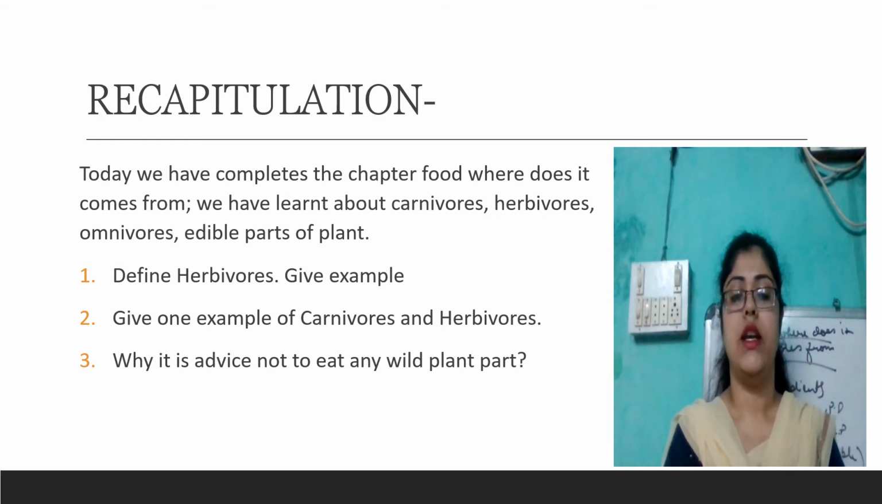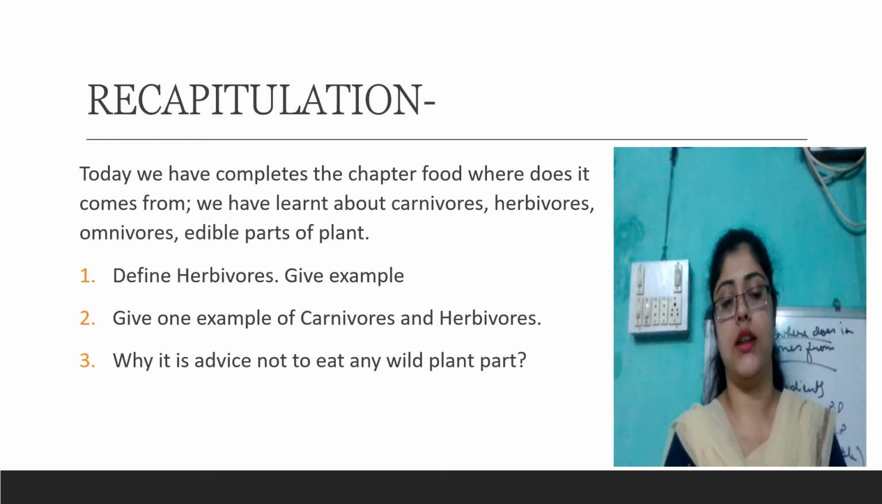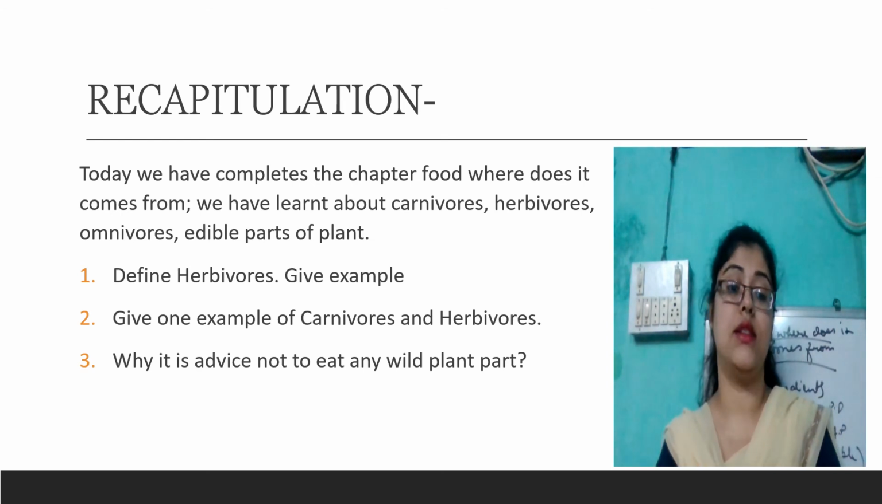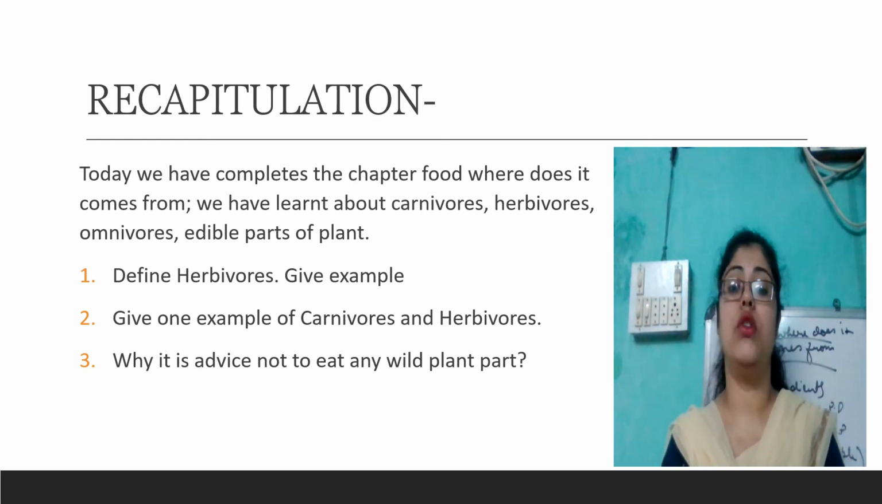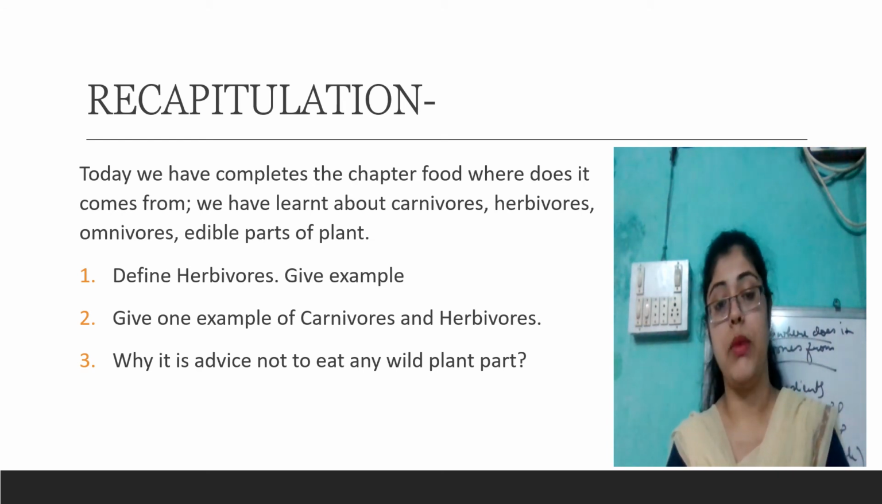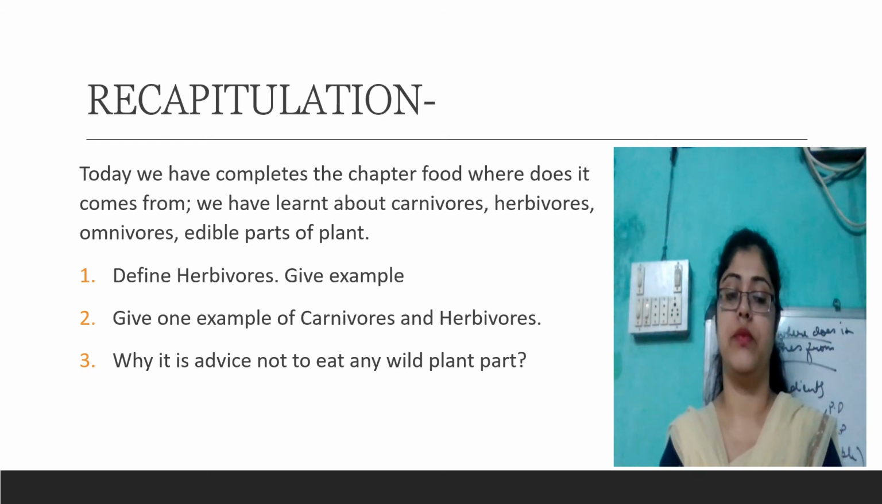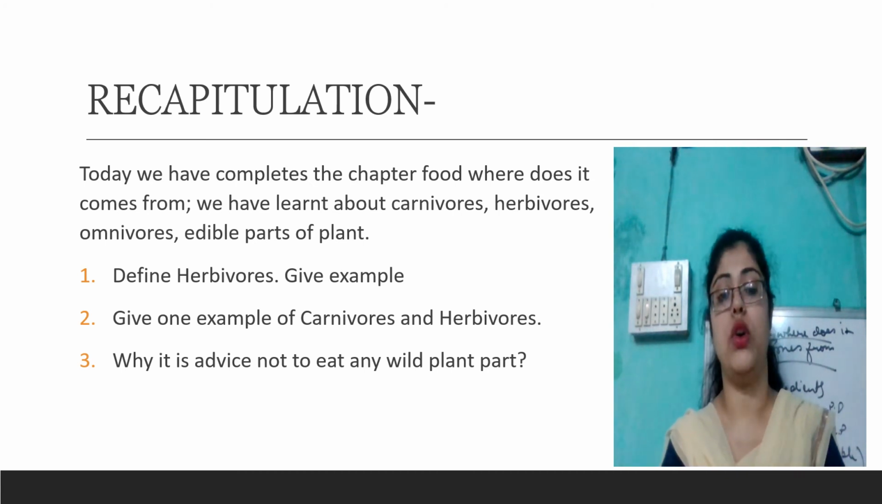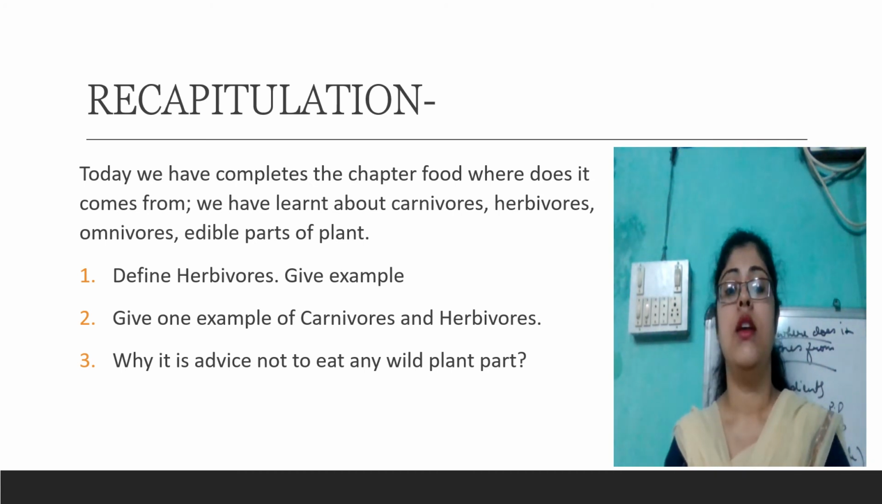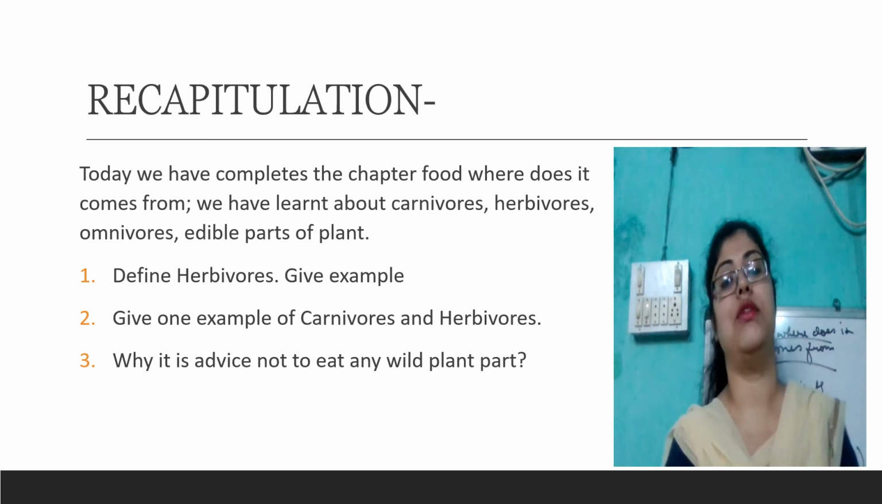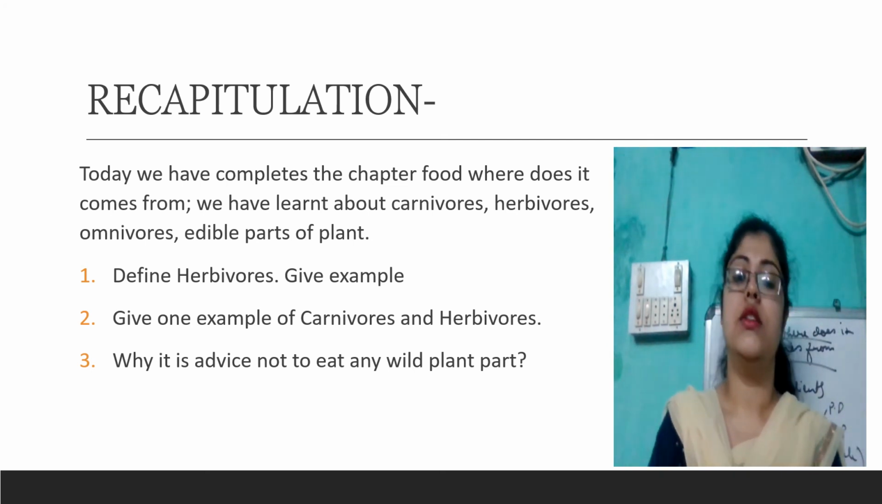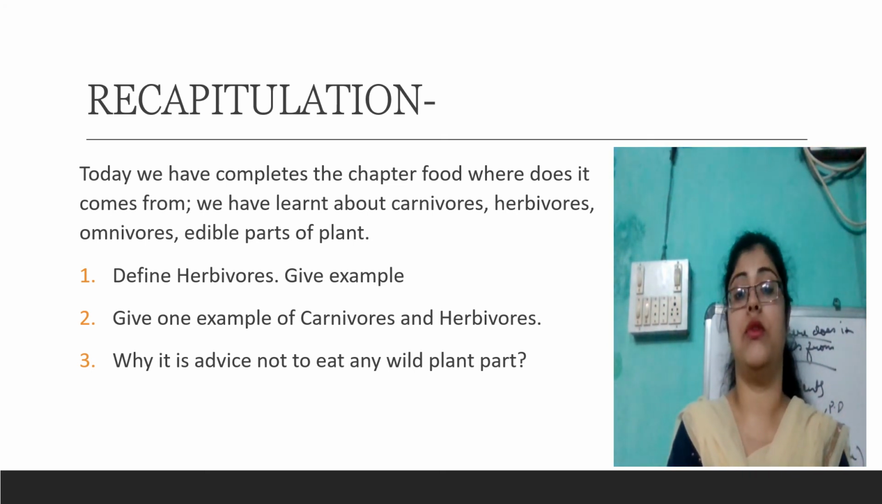Recapitulation. In this lesson, we completed the chapter Food: Where Does It Come From? We learned about the carnivores, herbivores, omnivores, edible plant parts, ingredients, and so on. So, what do you mean by herbivores, kids? Yes, very good. Any animal that depends on plants and plant products falls under the herbivores, for example goat, cow. You also have to give examples of carnivores and omnivores. An example of a carnivore is tiger, herbivore is cow, and omnivore is crow or human, we can say.